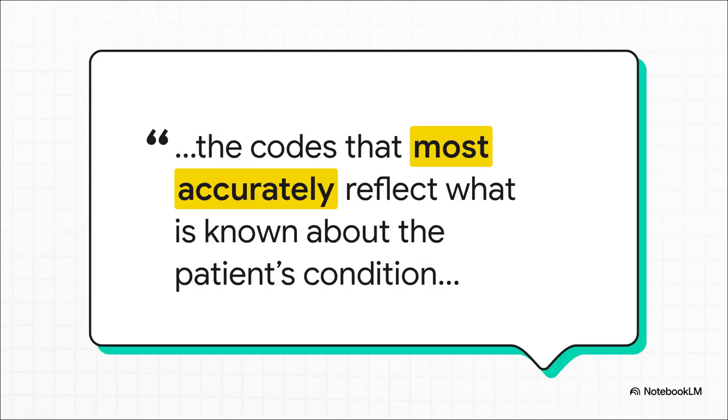Because the core truth from CMS is verbatim this: unspecified codes should be reported when they are the codes that most accurately reflect what is known about the patient's condition at the time of that particular encounter. So again, coding unspecified is infinitely more compliant than inventing details that aren't fully supported by the documentation.